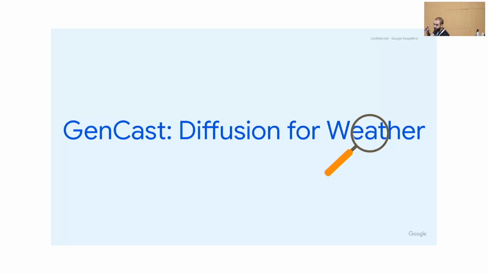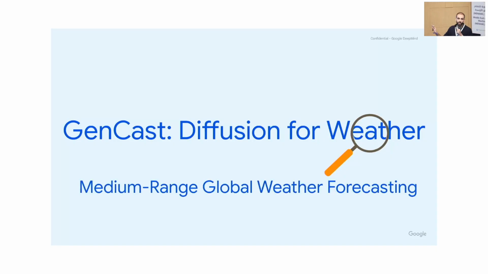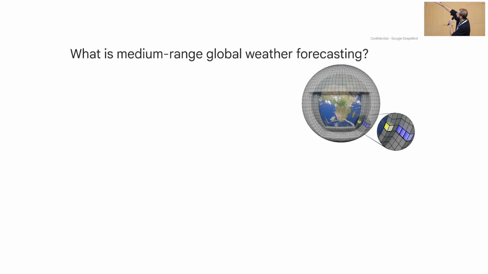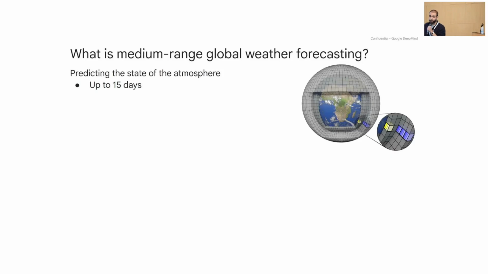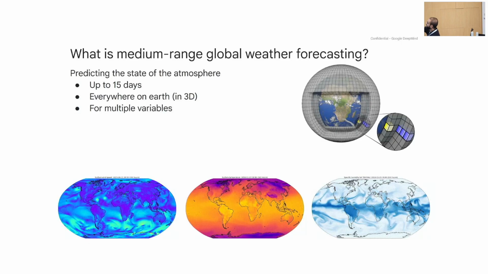When I say weather, I'm specifically talking about the task of medium-range global weather forecasting. And if that's not any clearer, let's dive into that. What is medium-range global weather forecasting? The aim is to predict the state of the atmosphere, that 3D space that exists around the Earth, all the way up in elevation, up to 15 days into the future, everywhere on Earth, for multiple variables. The medium range is the 15 days, and everywhere on Earth is the global weather forecasting. And these are some examples of variables which our models predict: you've got wind, temperature, and humidity all the way on the right.